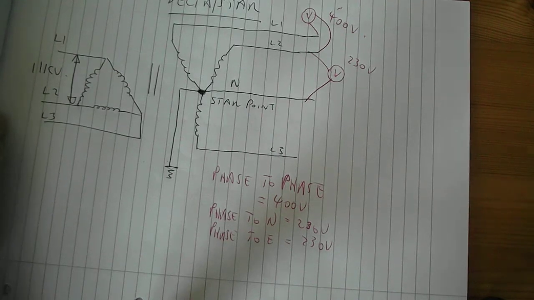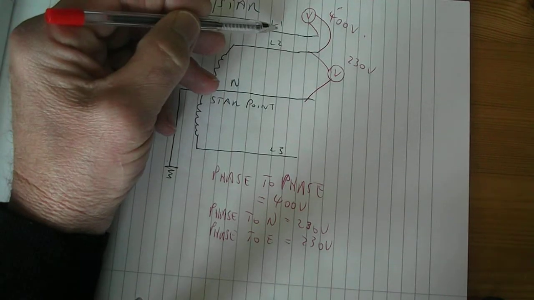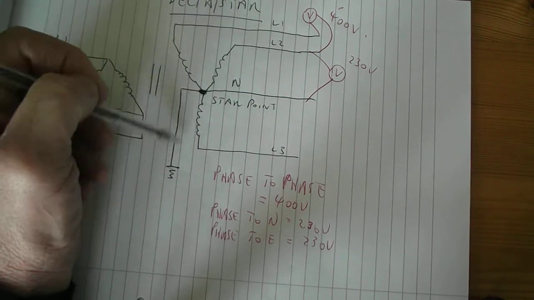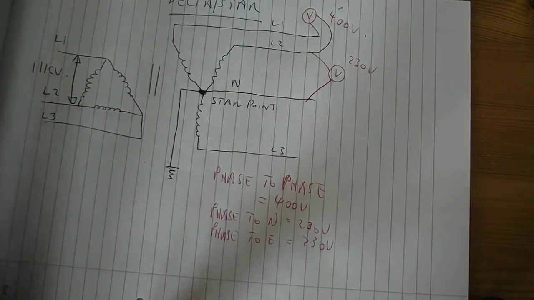Now, with some overhead lines, some transformers would simply use two phases for the primary, and you might only get a single phase and a neutral point, or effectively an earthed point for your overhead lines. Well, we'll discuss that later when we talk about overhead lines.